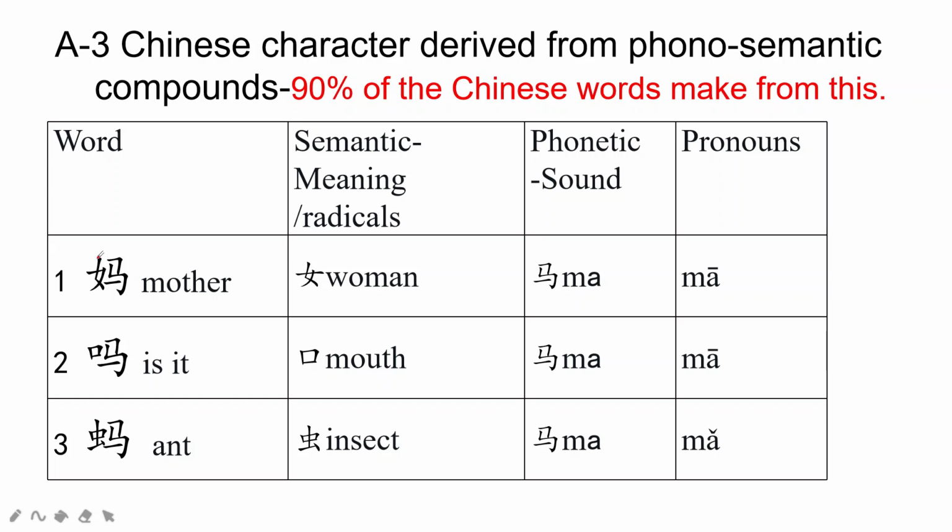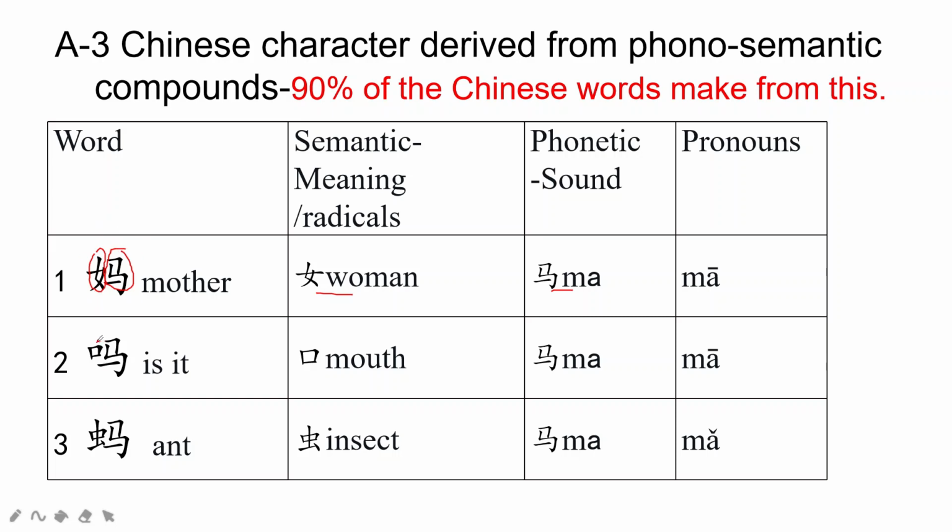It has two components. The first one, on the left side, is the radical, the woman radical. The other one is ma. This word is pronounced ma, and it contributes the phonetic sound of the word mother. So the woman contributes the meaning and the ma contributes the sound.